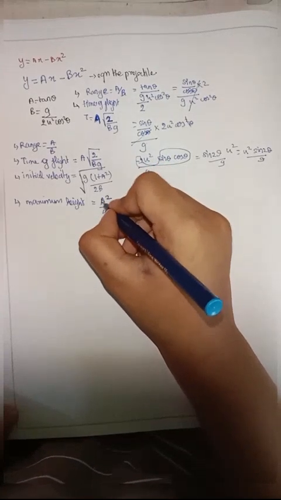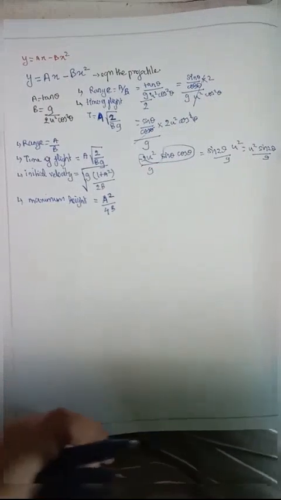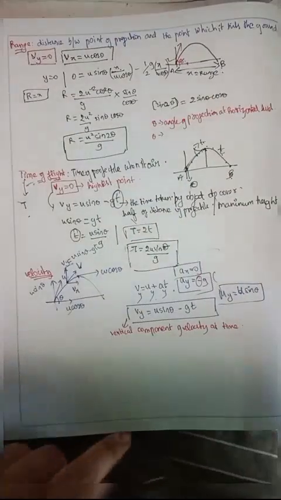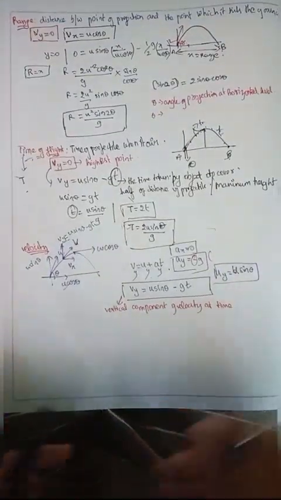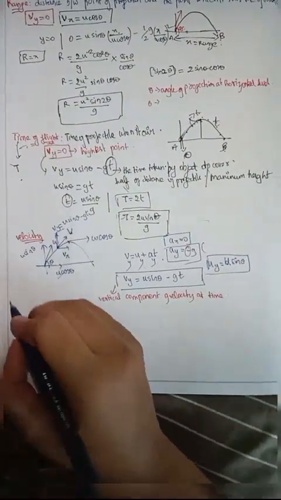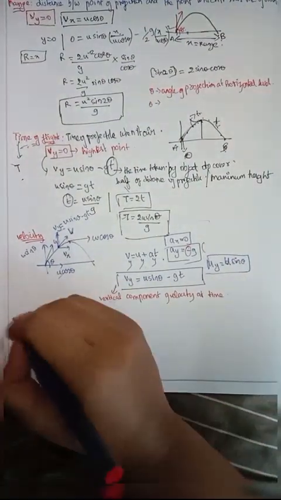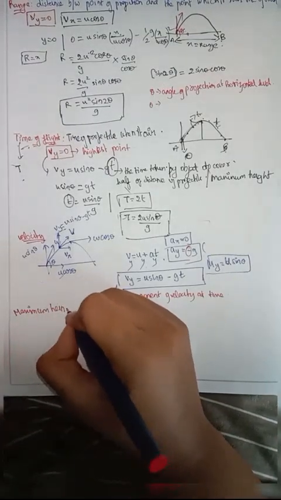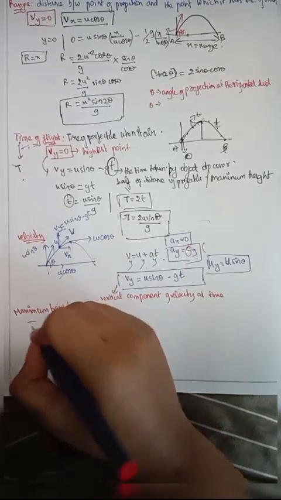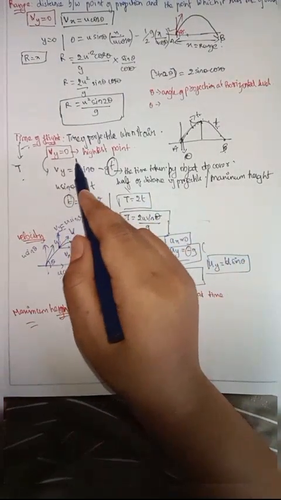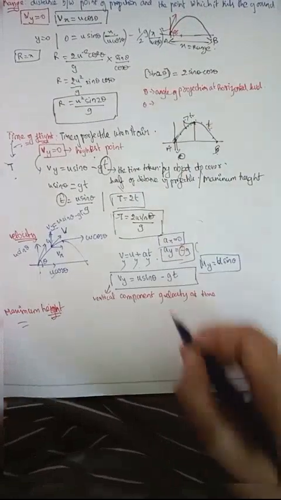Now we are going to see about maximum height. I left the topic before. Come, we are going to see about maximum height. As I already said, there is no vertical velocity component at the maximum height. There is no vertical component at the highest point. This is the highest point.